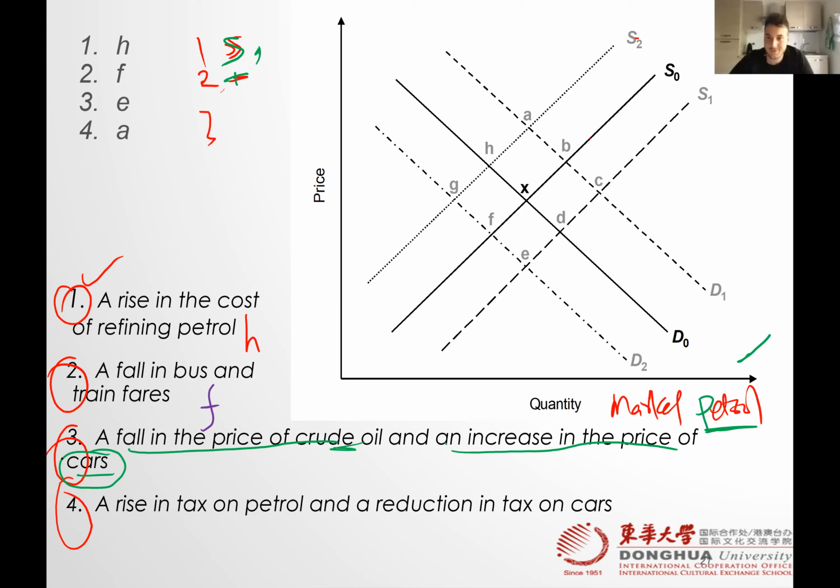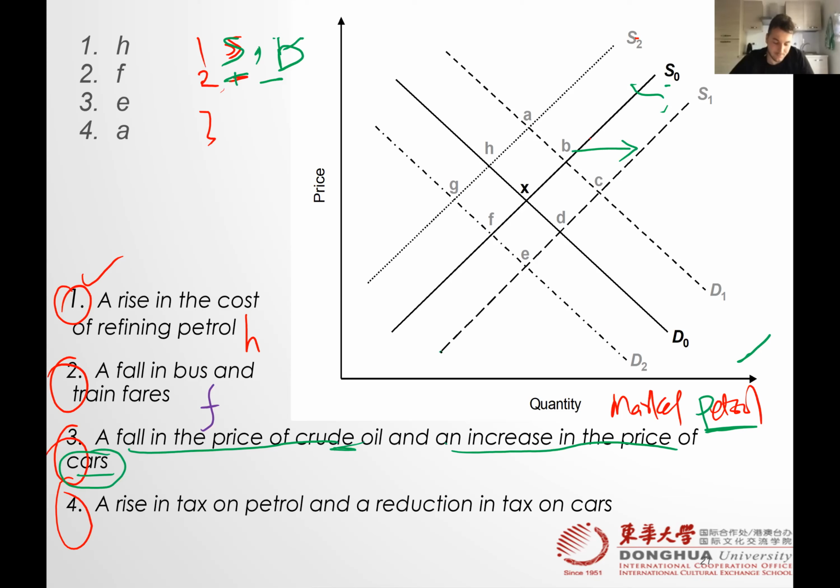No. People will buy fewer cars. When people buy fewer cars, they will be using less petrol, right? So demand is decreased. So let's see here. Supply increase, supply shifts to the right, which means S1. Supply shifts to the right.